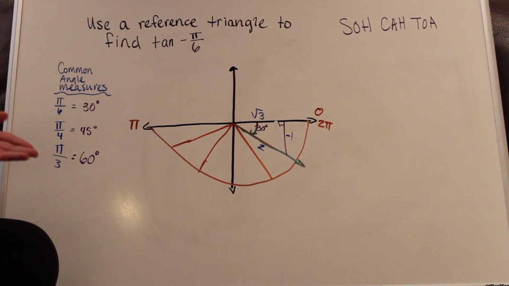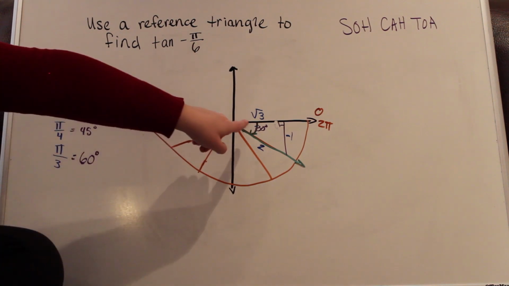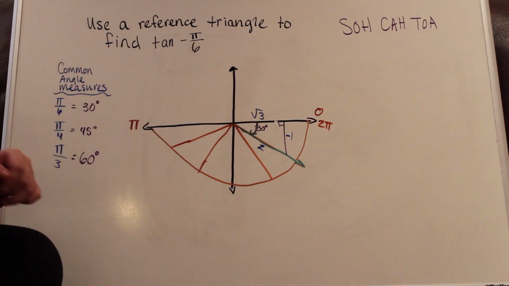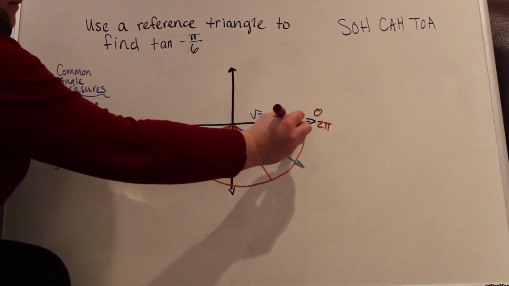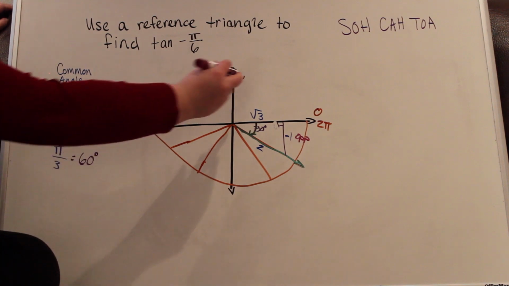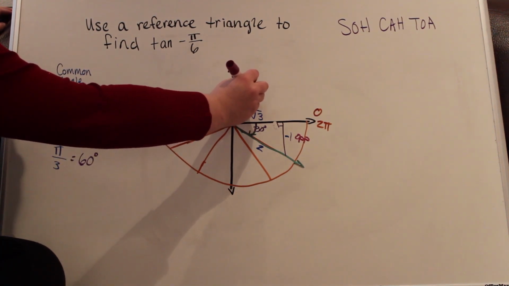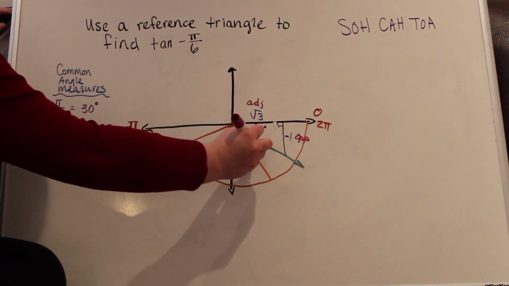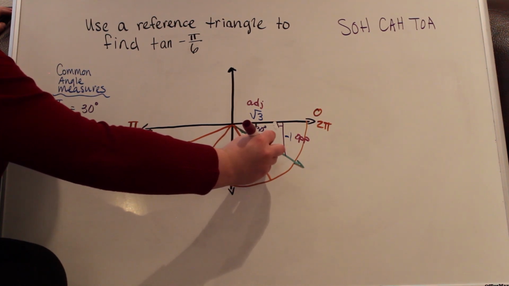Okay, now let's figure out which one's the opposite, which one's the adjacent, and so forth. Well, we're going off of this 30-degree angle measure right here. So -1 is going to be our opposite. Square root of 3 becomes our adjacent, leaving 2 to be the hypotenuse.